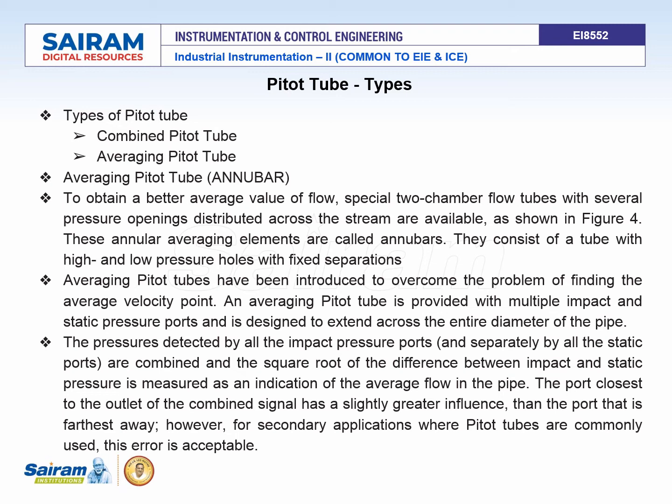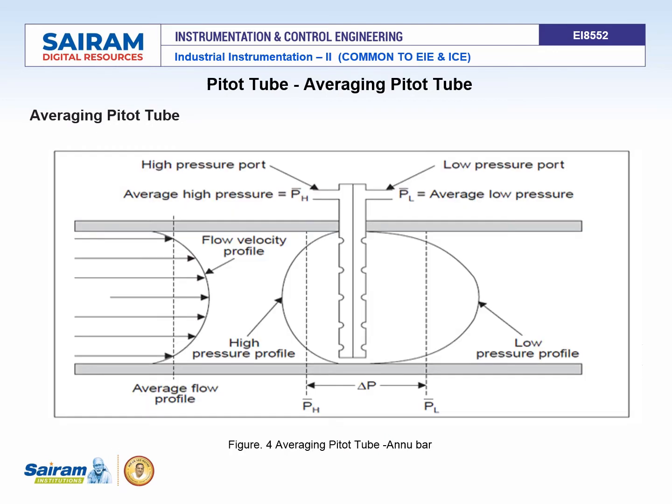When the averaging pitot tube was introduced, it solved the problem of finding the average velocity point. The pressures detected by all impact pressure ports are combined with the square root of the difference between the impact and the static pressure, which is nothing but the average flow in the pipe. The port closest to the outlet of the combined signal has a greater influence when compared with the farthest away. However, for secondary applications, the pitot tube is commonly used.